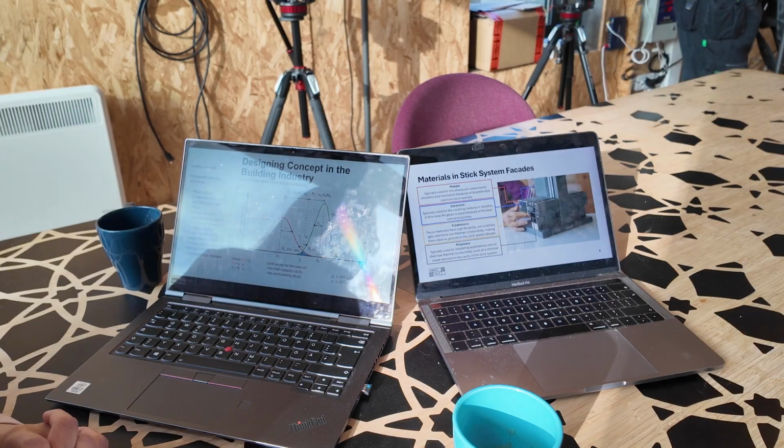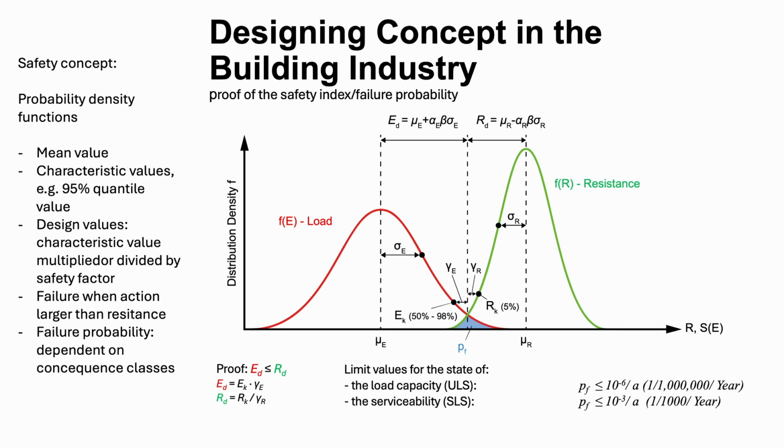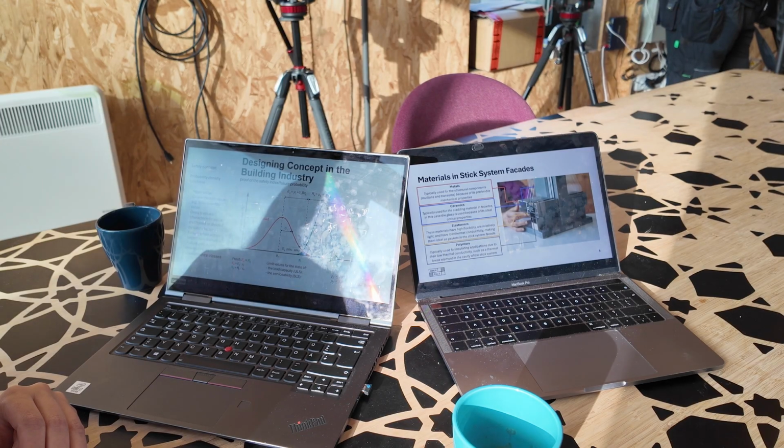Yes. However, we don't have a 100% reliability. So there is always a failure probability. And when you are looking at these curves, the failure probability is the area where the two bell shapes are overlapping. Okay, so effectively where the two curves overlap, it means that the resistance becomes potentially lower than the load that is acting, which means that then there is a probability that the structure fails.